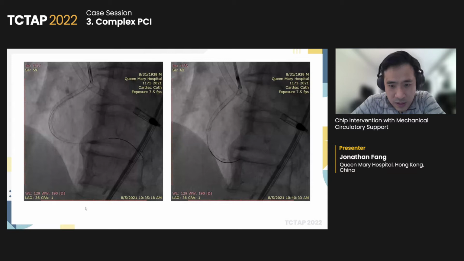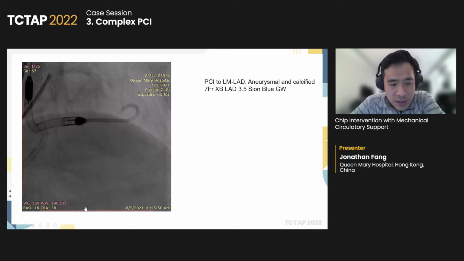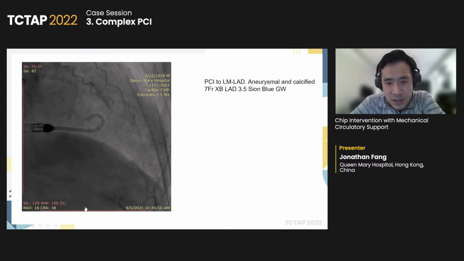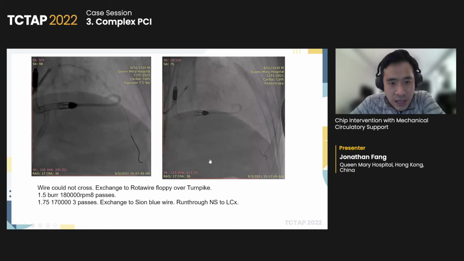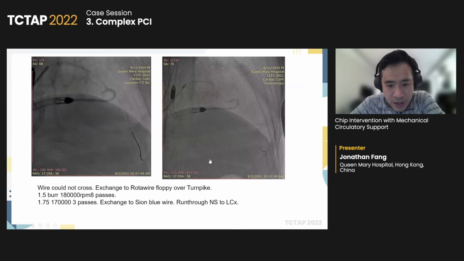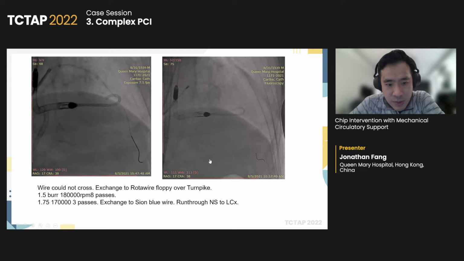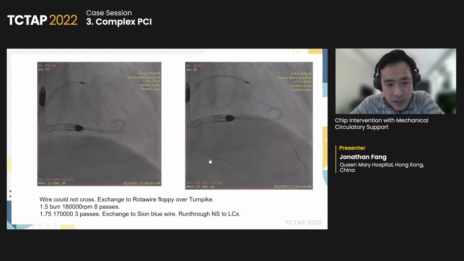Then we moved on to the left, same setting with the Impella in. So we used a 7 French XB 3.5 catheter for this and Sion Blue guide wire. We intended to do an image-guided procedure. However, the IVUS could not cross. So we exchanged to a RotaWire to do a rotablation. We used a 1.5 burr, 8 passes at 180,000, and then 1.75 for 3 passes at 170,000 rotations.